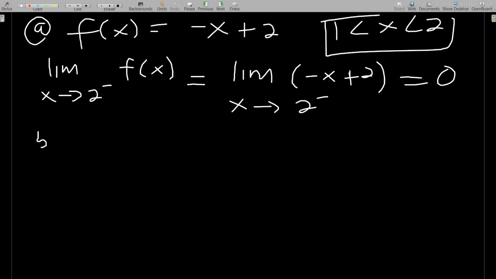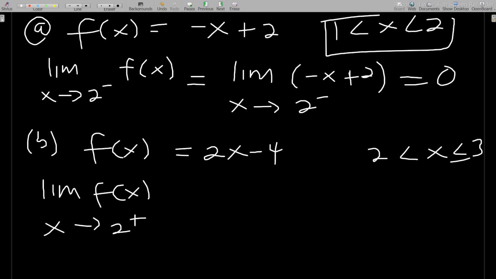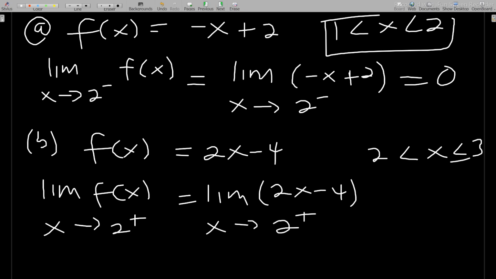Now we go to the b part. For the 2 plus, the range within which we have 2 plus is this range: 2 less than x less than or equal to 3. With that range, what was the function? 2x minus 4. So the limit of f of x as x approaches 2 plus, we get the limit of 2x minus 4 as s approaches 2 plus, and since we know the range, this one too will be approaching 0.